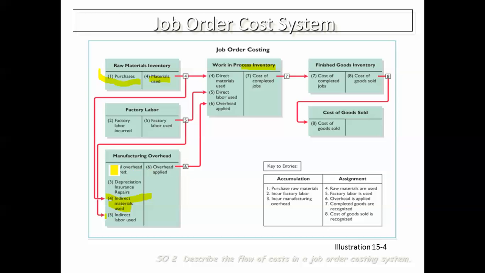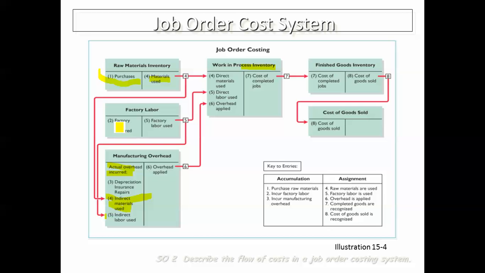I'm going to have on the debit side the actual overhead incurred. And when I put in indirect materials like glue and paint and things like that, they're not directly related. I don't know how much goes to each product, so they're indirect. So I put them in manufacturing overhead.